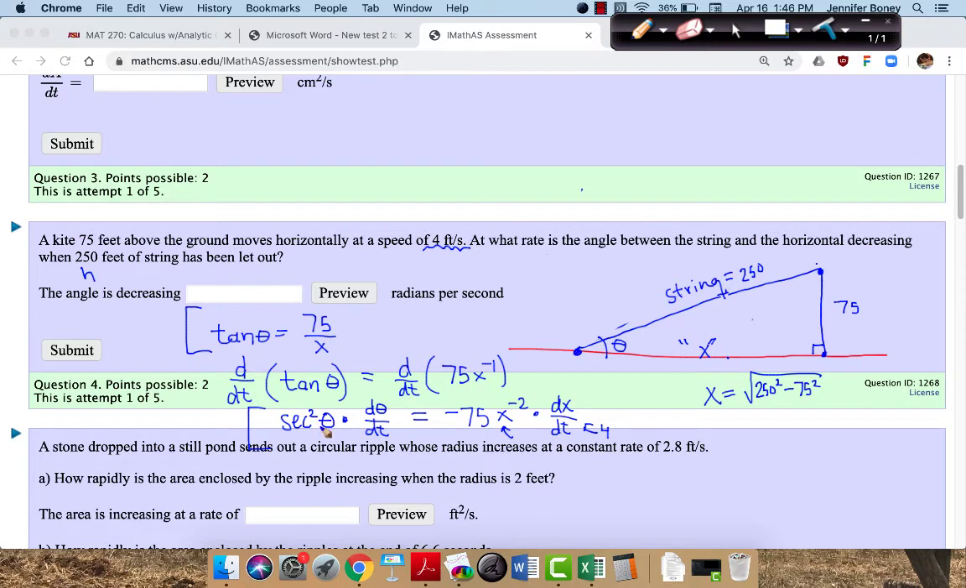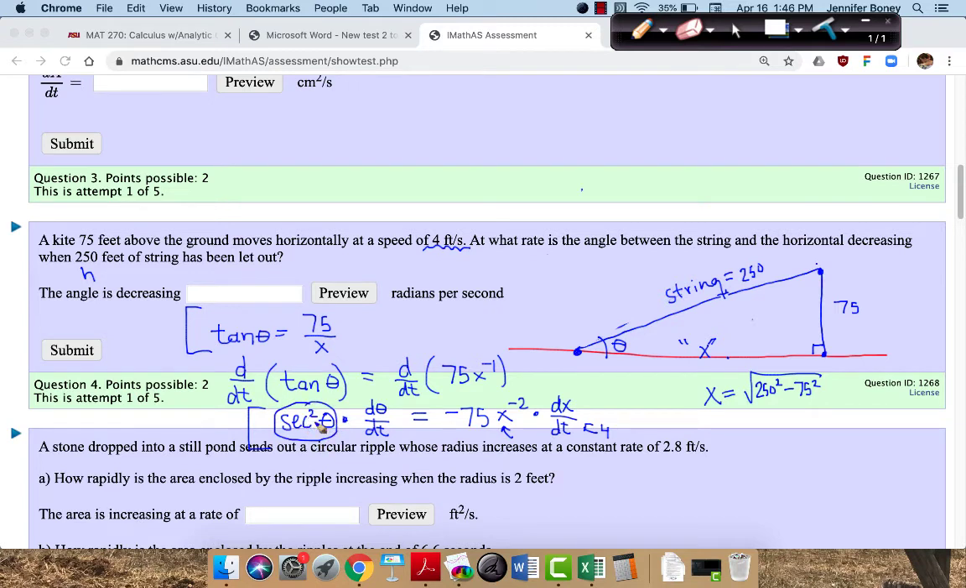Secant squared of theta. So secant's the reciprocal of cosine. Cosine of theta would be x over 250, and I know what x is here. So secant would be 250 over x. So 250 over that, and then square it. So it's going to be 250 squared over that radicand, 250 squared minus 75 squared. So it's messy algebra from here, but I don't have to find theta.